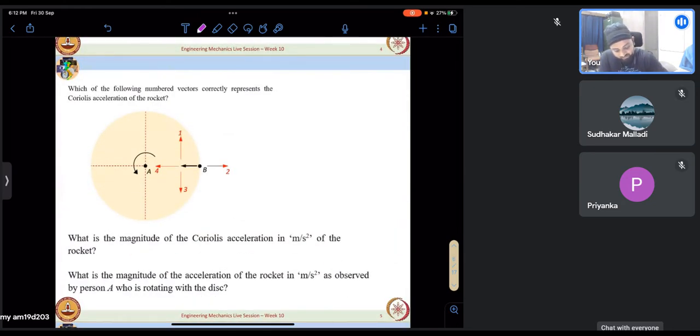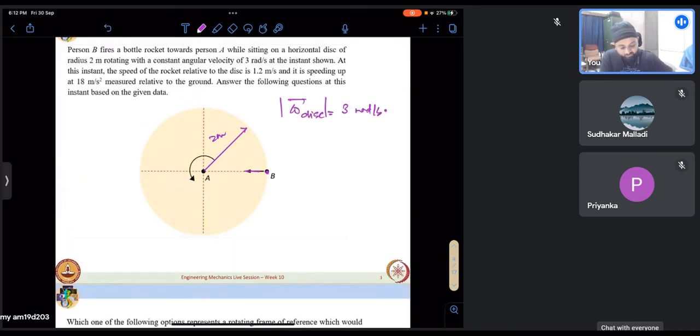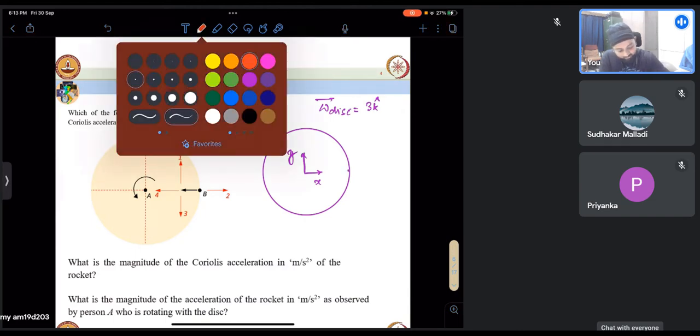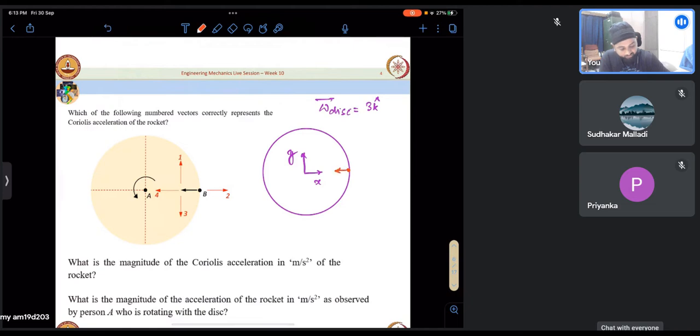Now we have a disk and we have fixed the rotating frame of reference like this. Naturally, z points outwards. So by that convention, omega of the disk, which is the rotating frame of reference, is positive, and the value is given to be 3. So it is plus 3 k cap. And this is the bottle rocket which was fired. It was having V relative in this direction at the instant it was fired.